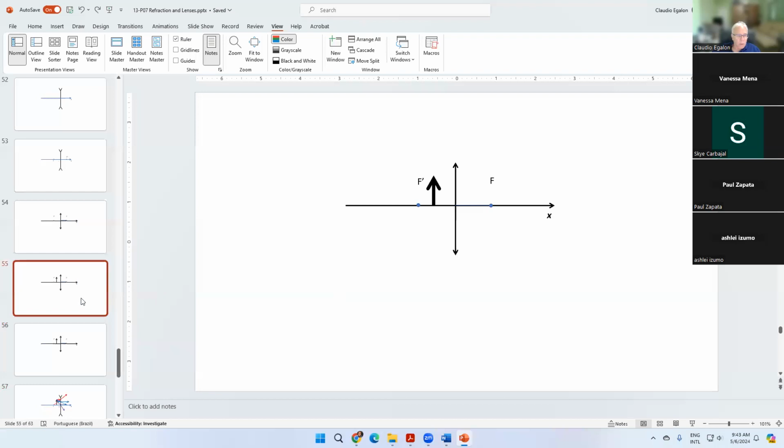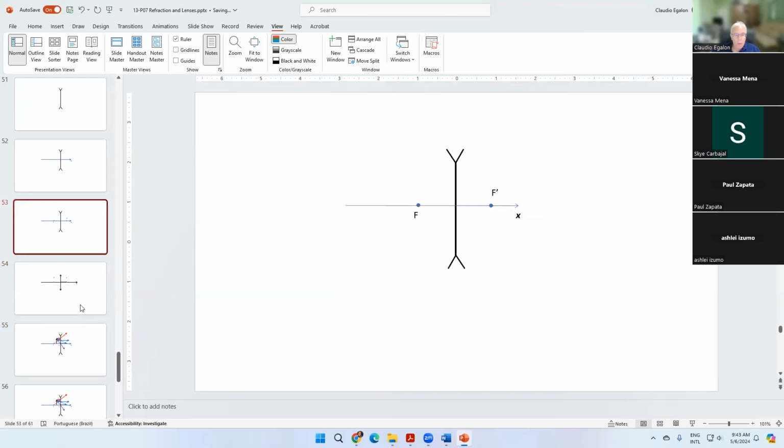Yeah, okay, this one goes away, and this one goes away too. Okay. Focal point: I want to copy this one and paste it here. And then we add the object, because we didn't add the object yet. We add the object right here. Right?